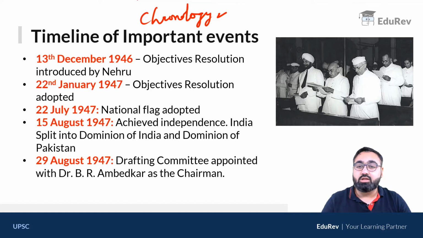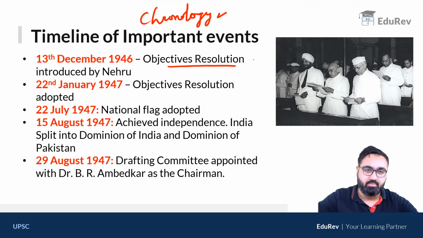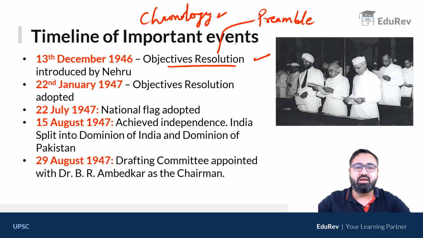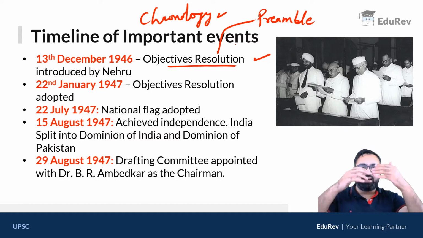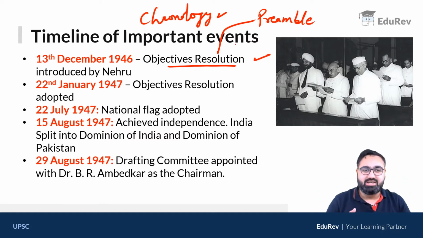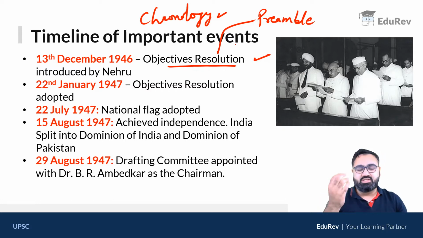Now, 13th of December, within a week of the assembly starting to function, Jawaharlal Nehru introduced what we call the Objectives Resolution. We had discussed this earlier when we were reading about the preamble. The Objectives Resolution was what became the preamble later on. It was the first thing discussed in the assembly. It said what the objectives of the assembly are, what it is that we want to do. For example, we want to make India a sovereign country, we want to make India a democratic, a republican country. So that is what the objectives resolution was.